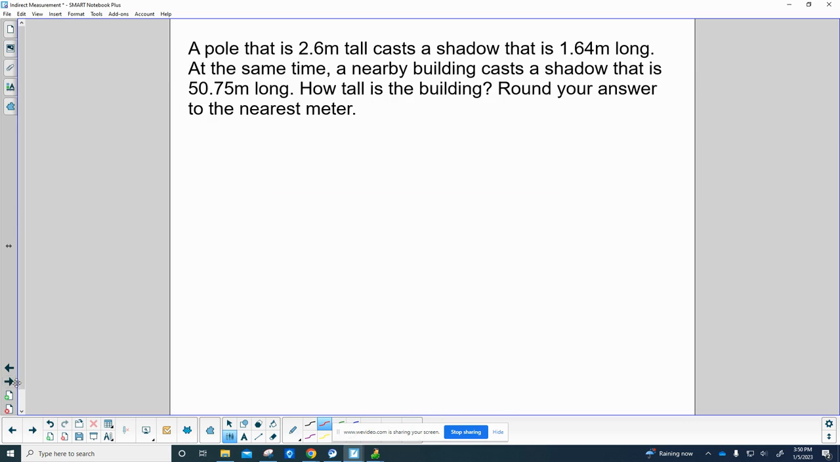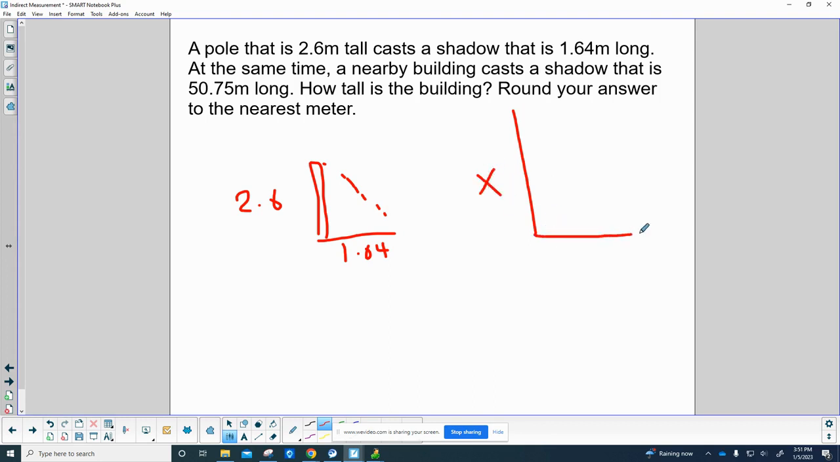Okay? All right, a pole that is 2.6 meters tall. So here's our pole, and it's 2.6 meters tall. It casts a shadow here that is 1.64 meters long. Okay, at the same time, a nearby building, a big old tall building, casts a shadow that is 50.75 meters long. So we can set up a proportion here and find out how tall this building is just based off of these measurements. So we've measured these, and now indirectly we can find this. That's why we call this indirect measurement.